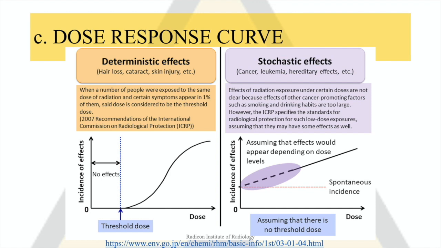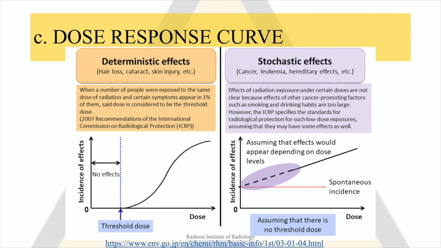First, on the left is a sigmoid curve. It shows high dose at higher dose rate with a threshold model before visible effect. This type of curve shows a safe level of radiation below the threshold level where no effects are expected. This is an example of deterministic effects such as hair loss, cataract, and skin injury.